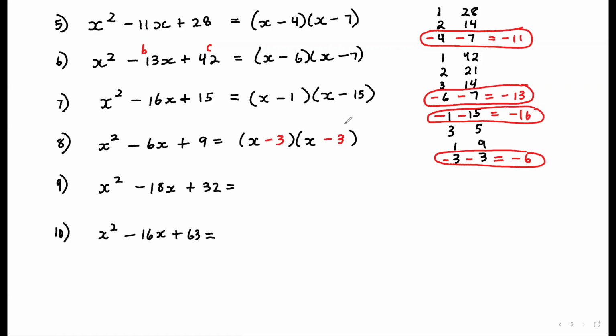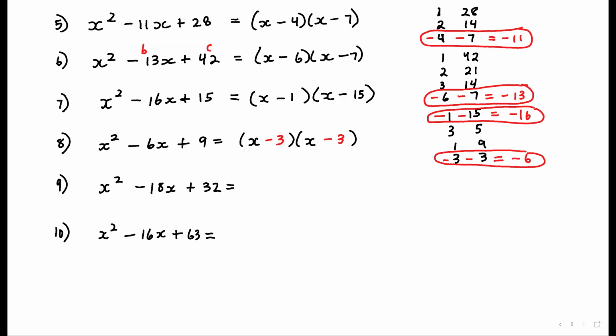So guys, the two factors can be the same, a repeated factor, as in the case of this one, right? Because minus 3 minus 3 is minus 6, and minus 3 times minus 3 is positive 9. All right, let's look at number 9. Safira, are you there? Safira, can you do number 9 and number 10 with me? Sure. Okay, so what is B and C in number 9?